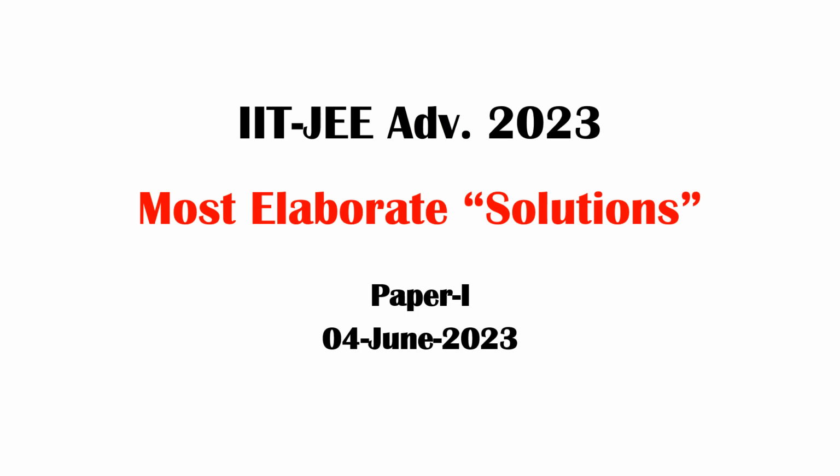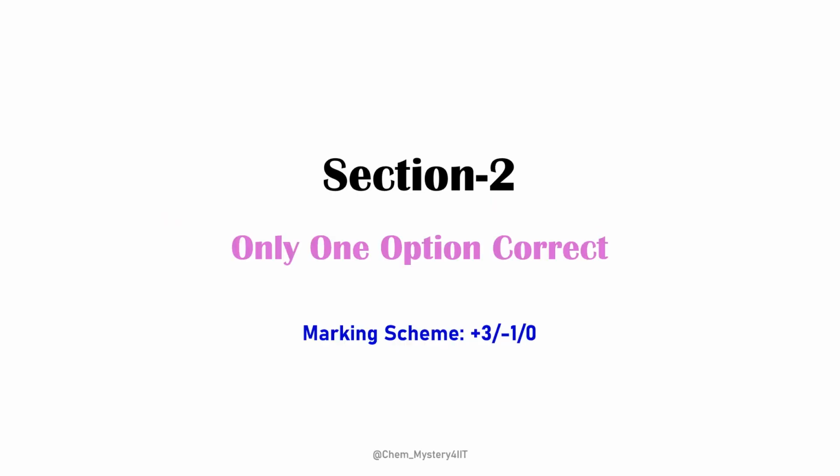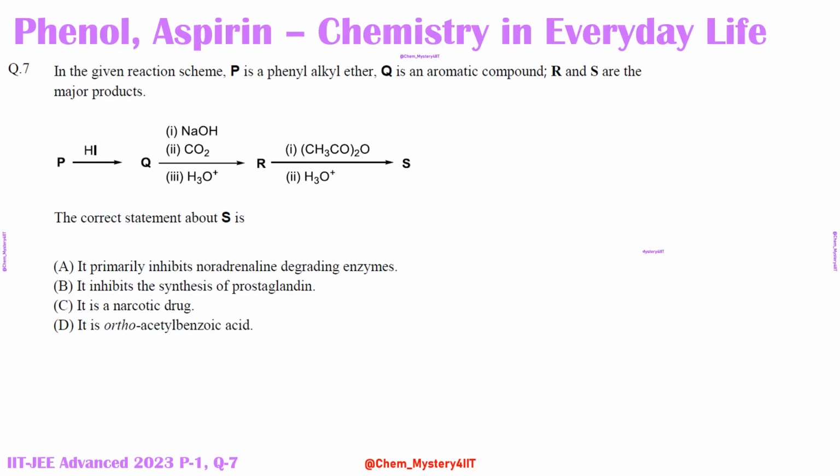We are having here the most elaborate solutions possible on internet, as we used to say over and again. This was paper conducted on 4th June 2023. This was section 2. Marking scheme was +3, -1, 0. So this is the question.